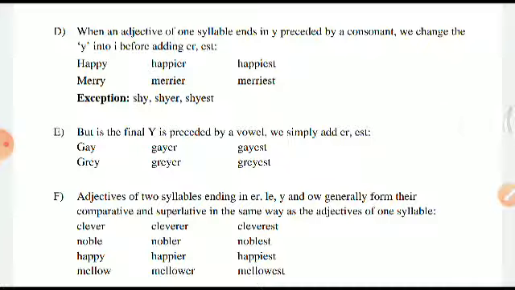Now, adjectives of two syllables ending in er, le, y, and ow generally form their comparative and superlative in the same way as the adjectives of one syllable. See here, clever, cleverer. See, it's ending with er. Cleverest, noble, nobler, noblest, happy, happier, happiest, mellow, mellower, and mellowest.